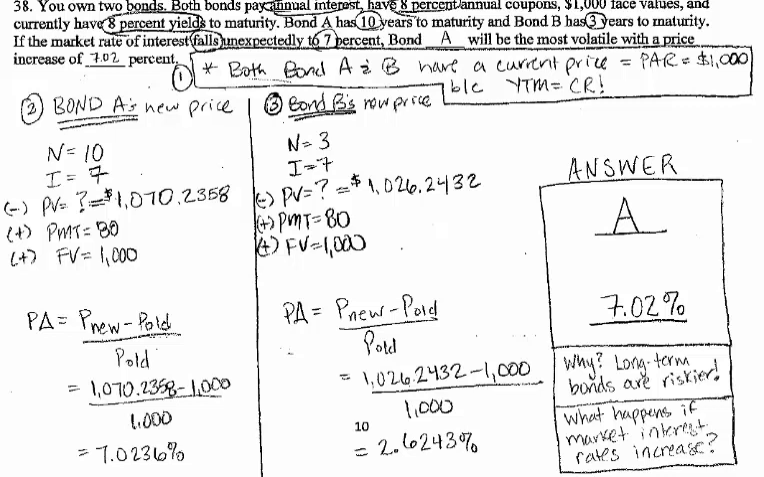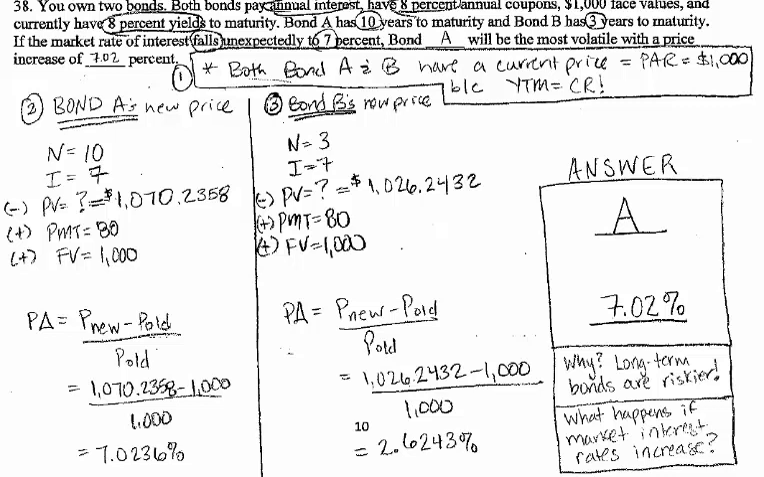So we know for a fact what their old prices were, right? Because that's just what we started with. We started with $1,000 for both of them. Now, what are going to be their new prices? Well, the first thing that we're going to want to do here in steps 2 and 3 is figure out what their new prices are. So, if you look at steps 2 and 3, the buttons are exactly the same except for N. With bond A, N is going to be 10. With bond B, N is going to be 3. They're both going to have 7% interest rates.